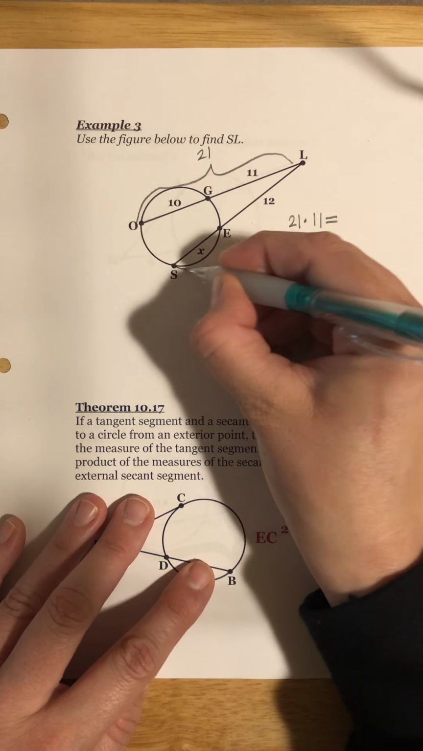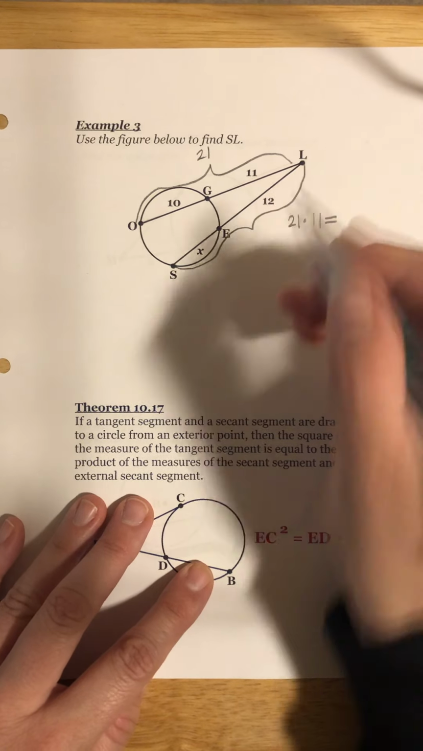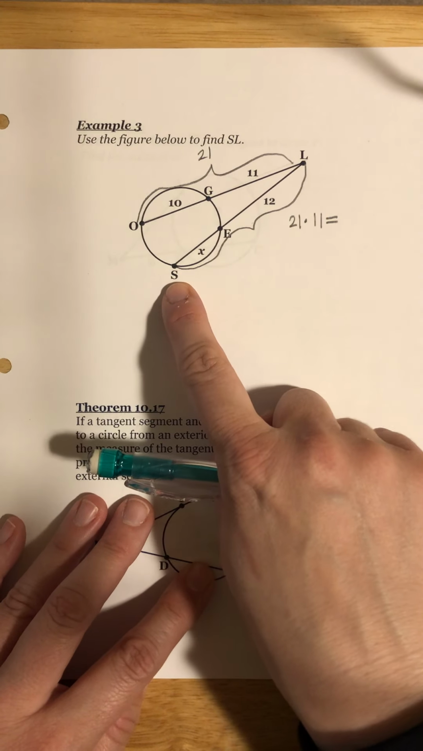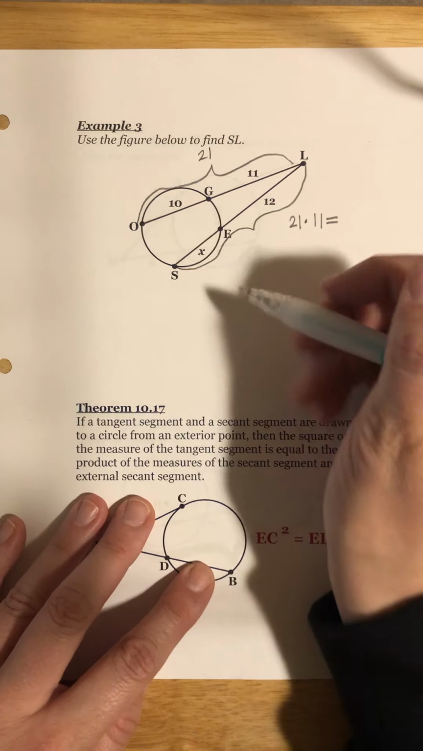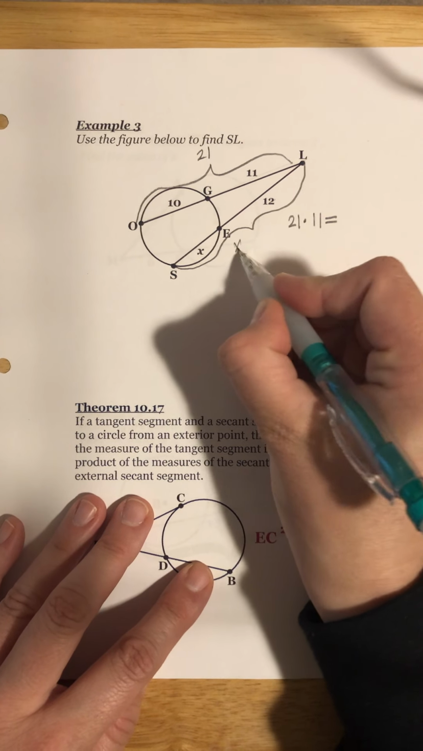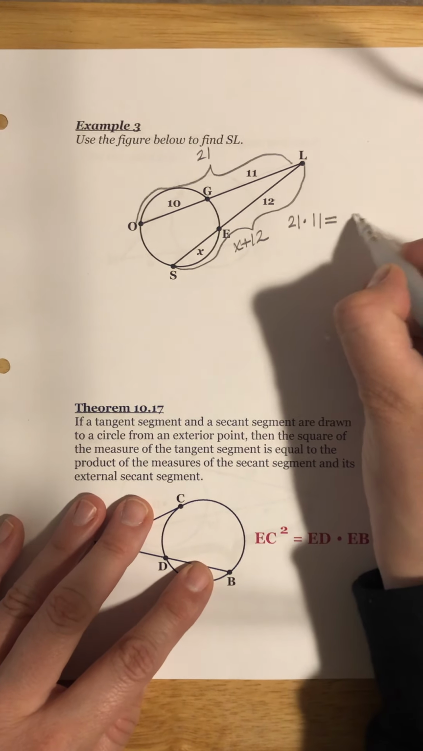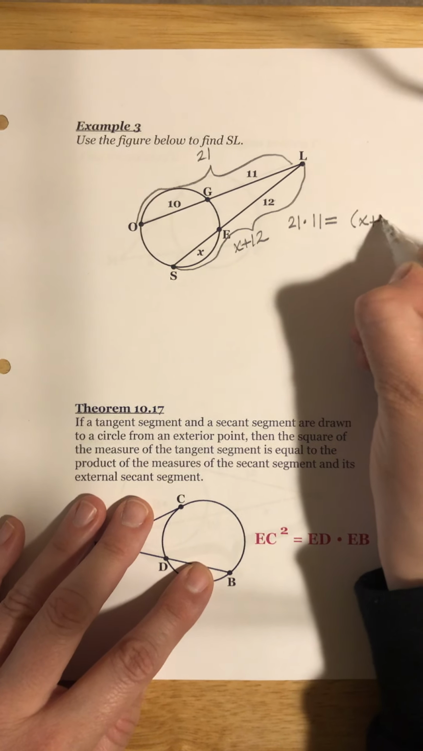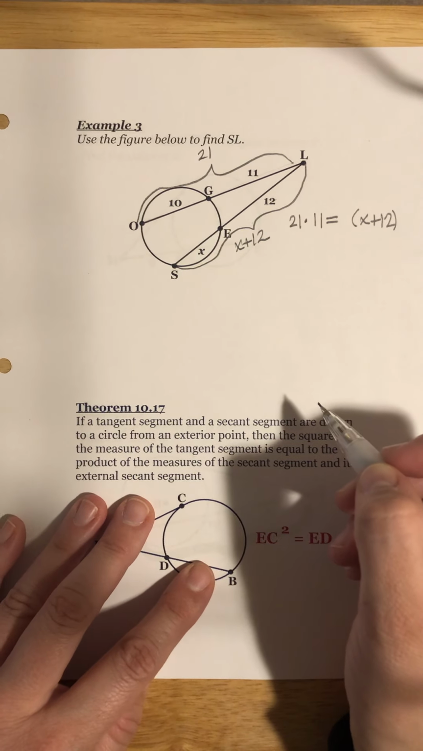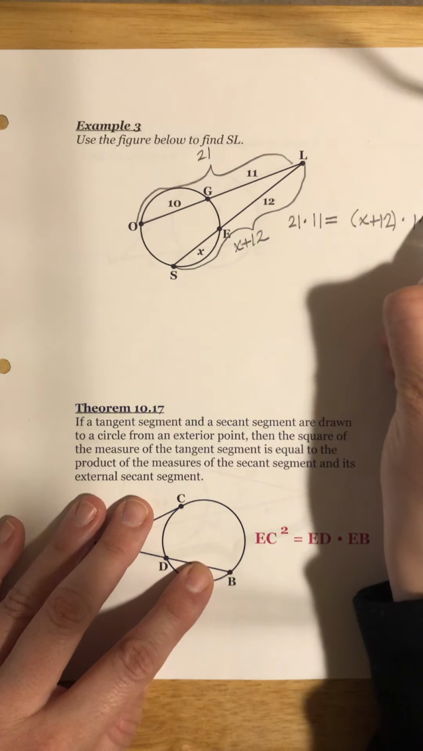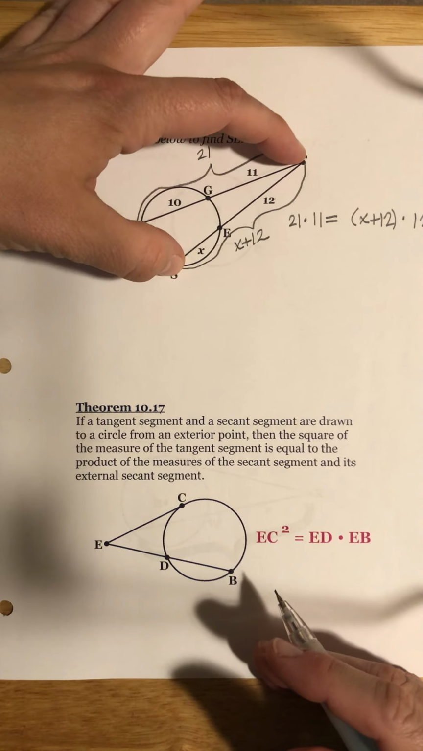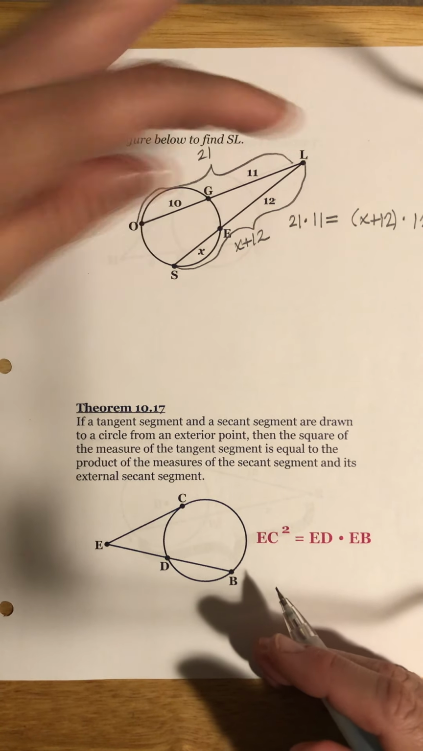Equals. Now we're going to do the other side. First, let's talk about what would whole be. What do we have to do to get all the way from S to L? Well, you got to add the X and the 12 together. So our whole is X plus 12. What's our outside piece? It is 12. So we did whole times outside.